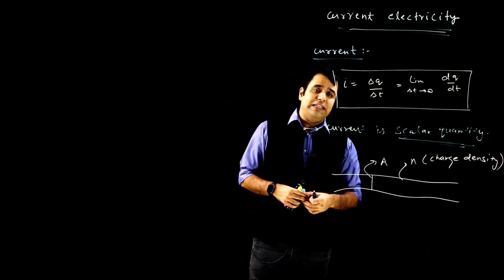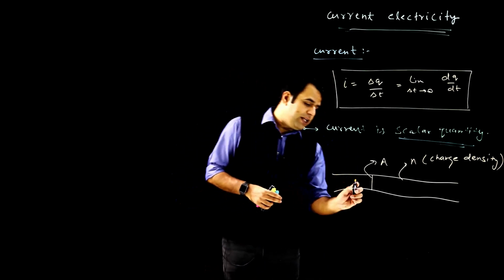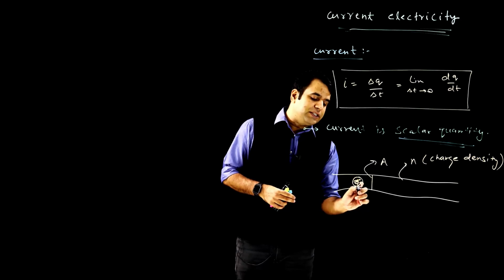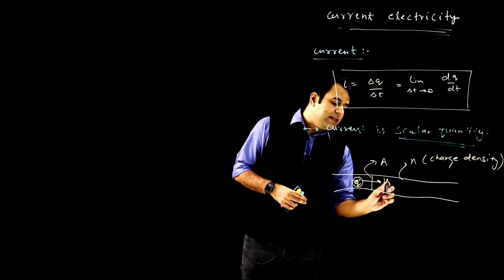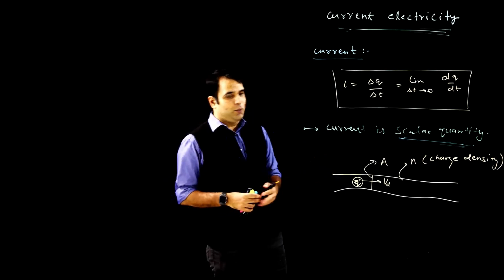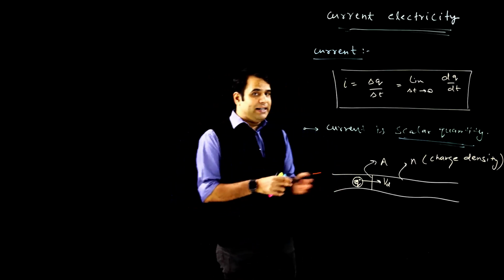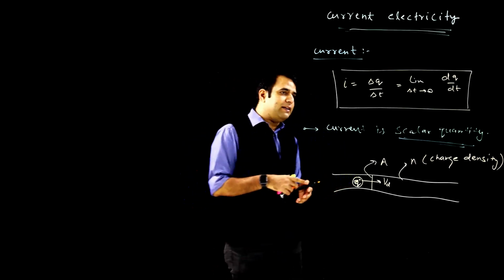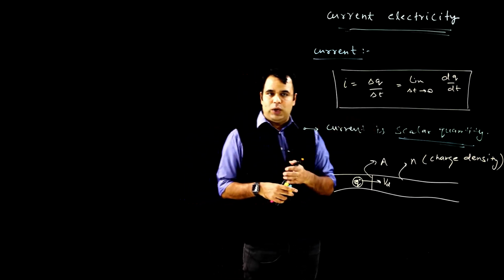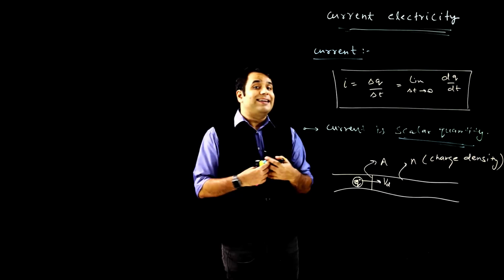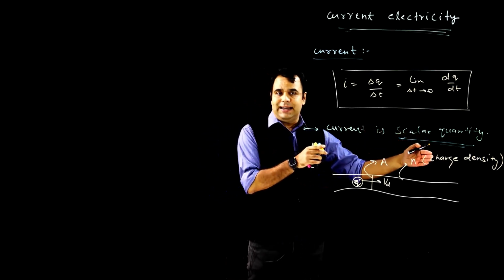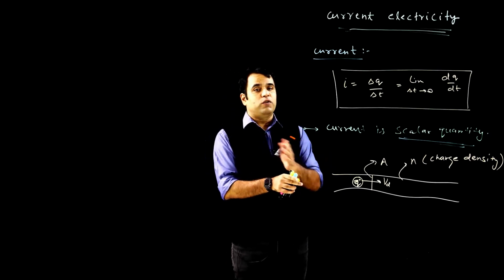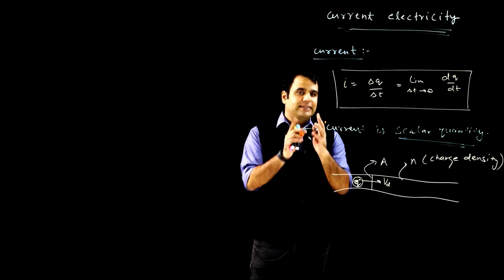If each and every charge particle, there are electrons, or there can be positive charge particles, I'm calling that charge Q, is moving with velocity Vd, they are all moving in the same direction. Basically we are talking about the net movement. As we discussed in the previous lecture, some charges will be moving from left to right, and some from right to left. So we take the net. If 10 charges are moving towards the right and 8 charges are moving towards the left, I'll say there are 2 charges moving from left to right.